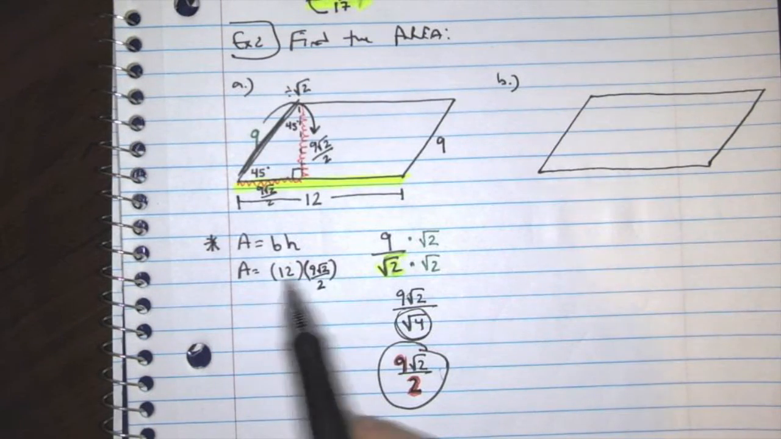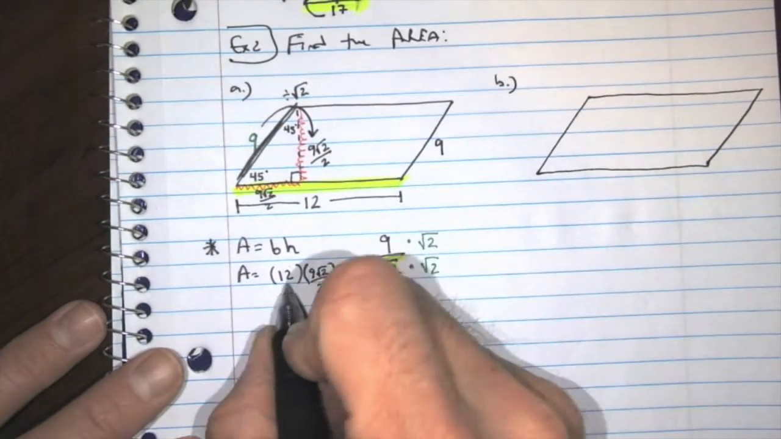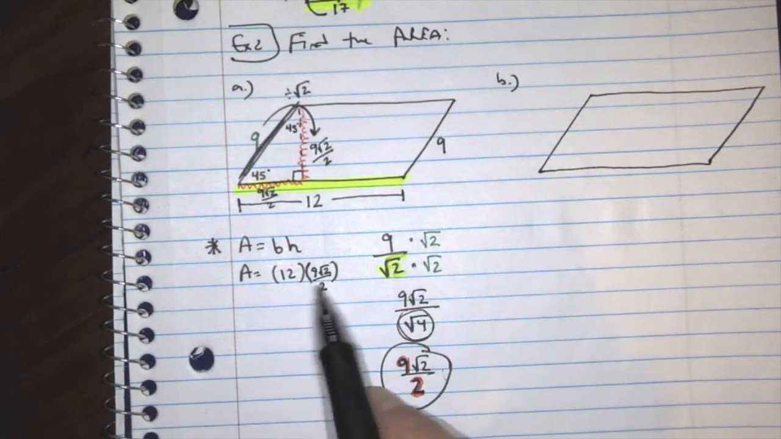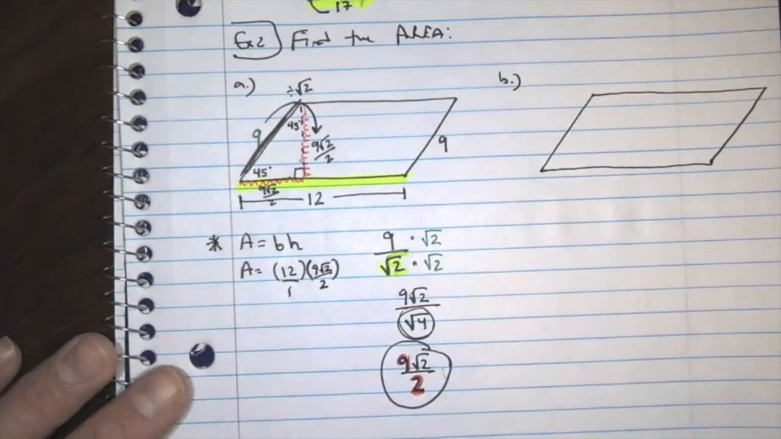Okay. Area equals base times height. Let's multiply these together. We're done, folks. Oh boy, I don't know how to do that. Well, just put this over 1. Make it a fraction.